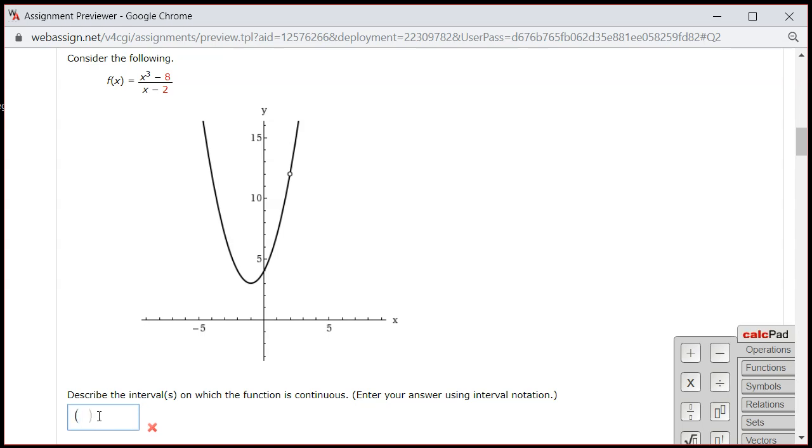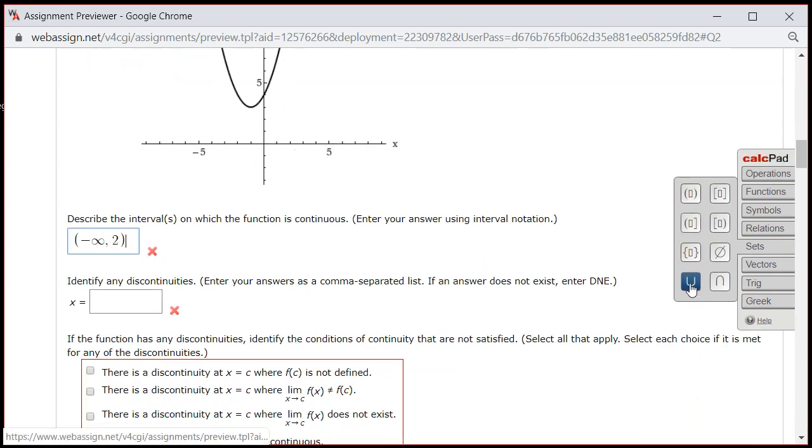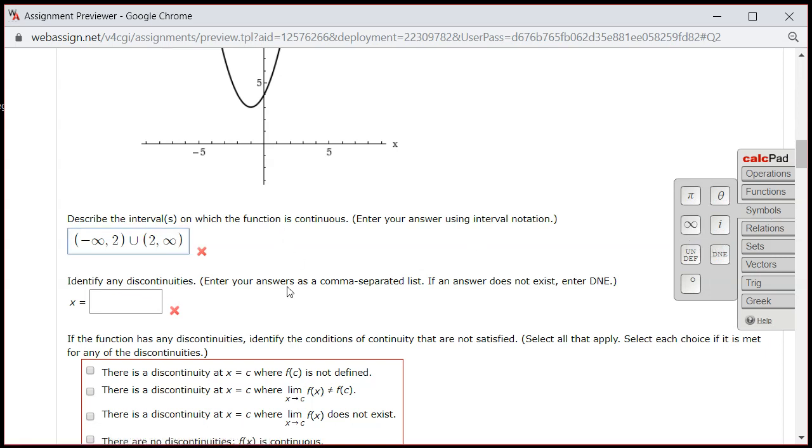So it's going to be negative infinity. We put negative infinity here, all the way to 2. Then we're going to skip this. We're going to use the set notation, union, and then 2 to positive infinity. So we put the positive infinity there. Alright, let's check the answer.